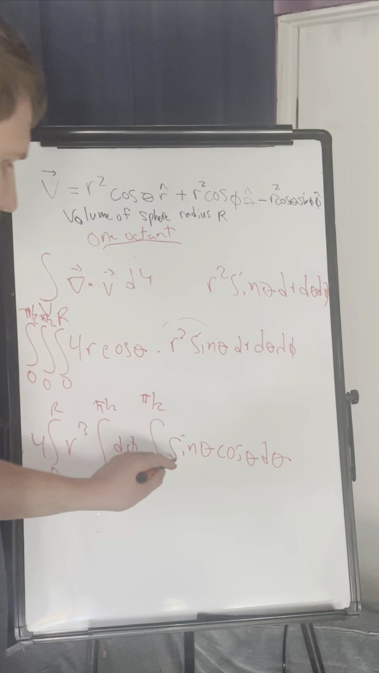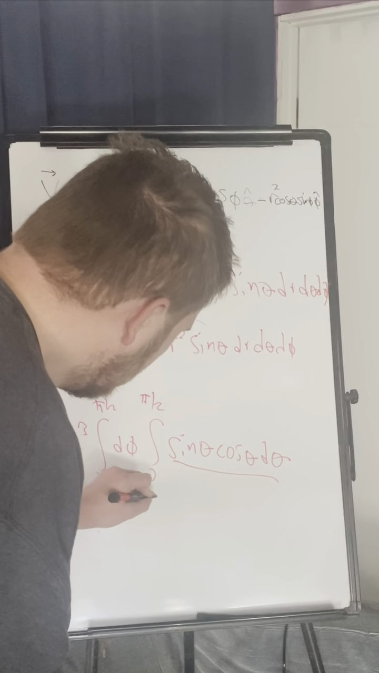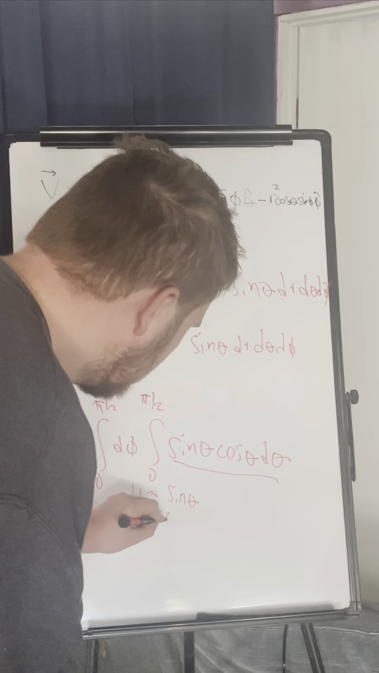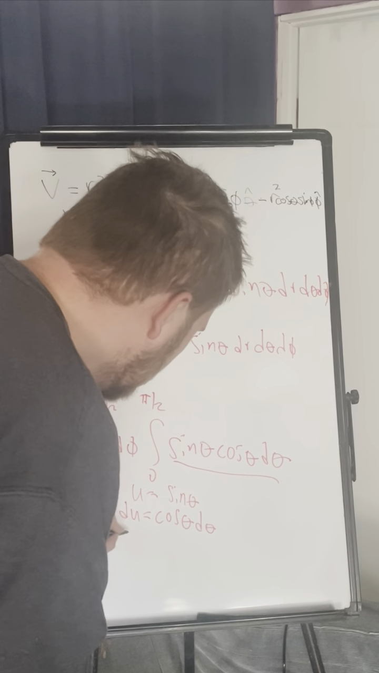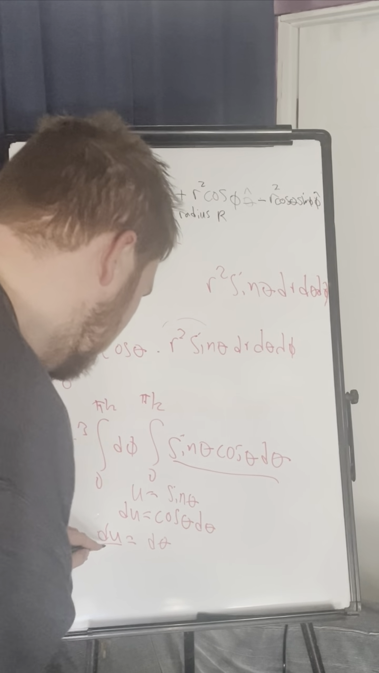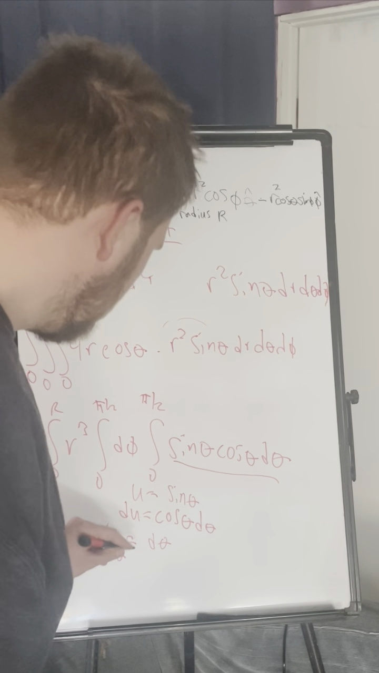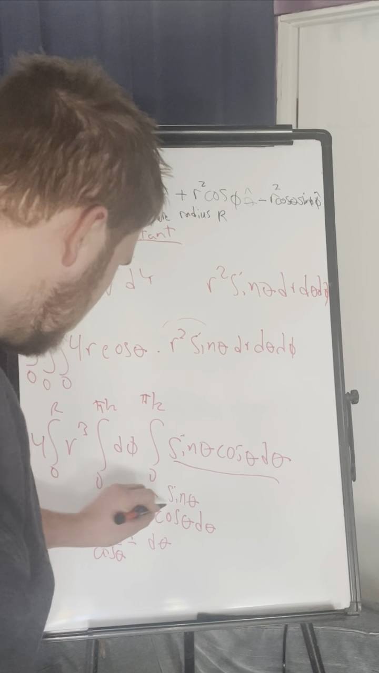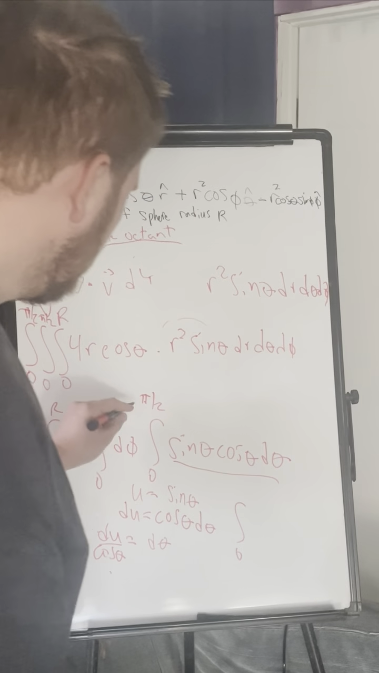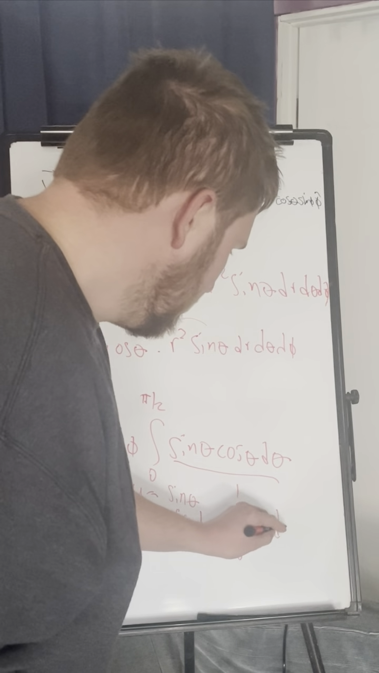Now the only real interesting one is this integral, which can be done with an easy u substitution. Let u is equal to sine theta, so du is equal to cosine theta d theta. So d theta is equal to du over cosine theta. Okay, so now when sine theta is equal to 0, u is equal to 0. And when sine theta is equal to pi over 2, u is equal to 1. So now we have u du.